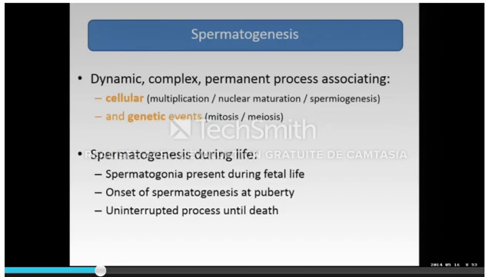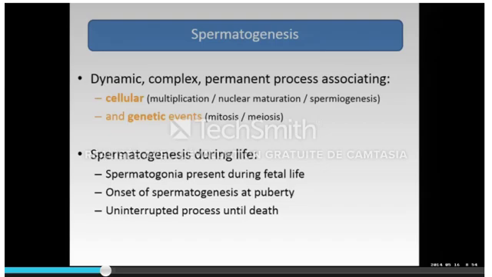Let's move to spermatogenesis. It's a bit complicated, but I'll try to summarize it, and you will tell me if it's relevant or not. Spermatogenesis is a dynamic, complex, and permanent process associating cellular events and molecular or genetic events. And these are, of course, in close relationship.